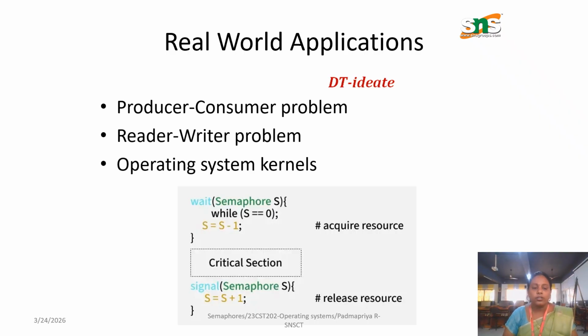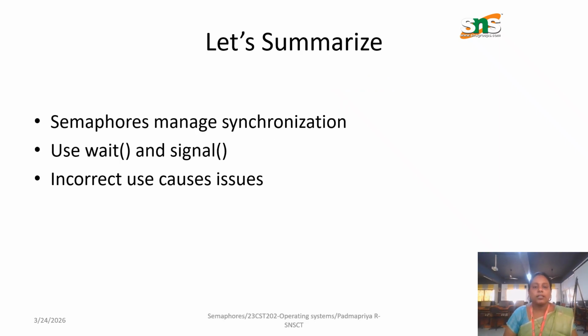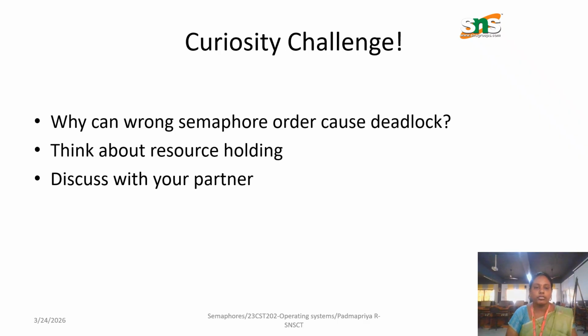Real world applications of semaphores are the producer consumer problem, the reader writer problem, and operating system kernels. Let's summarize the topics of semaphores. It manages synchronization. It uses two operations, wait and signal. Incorrect use causes issues. This is the summary of semaphores.